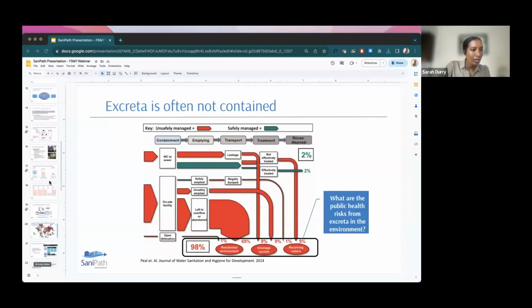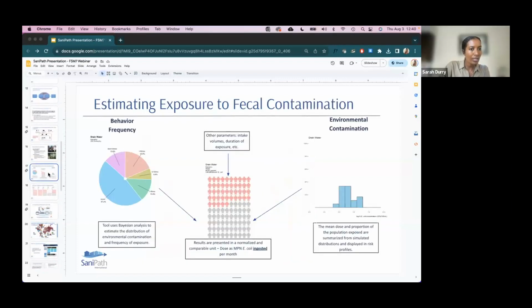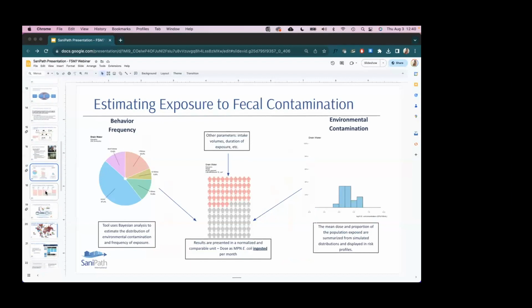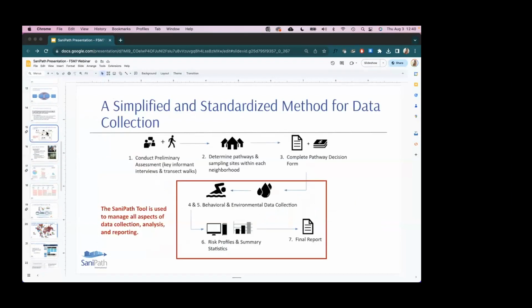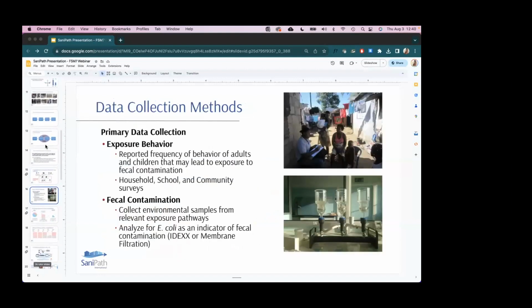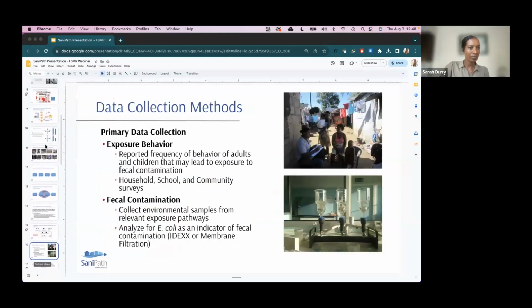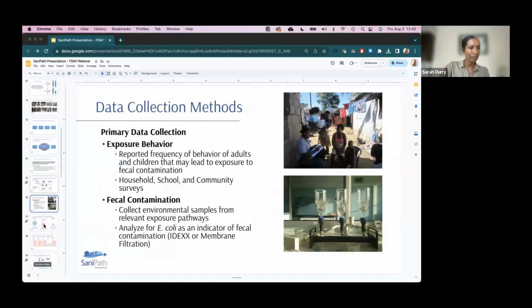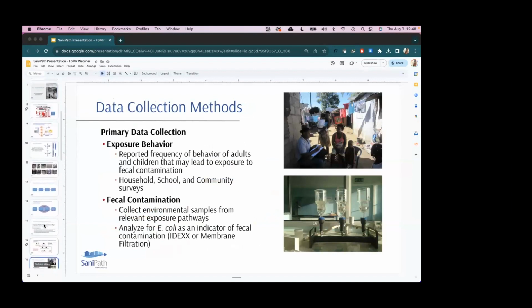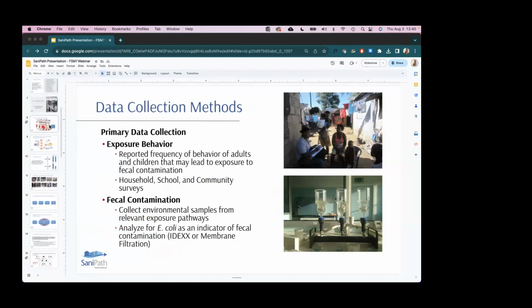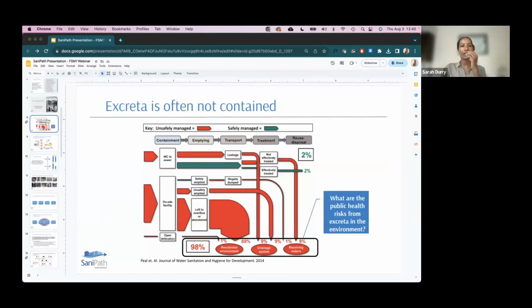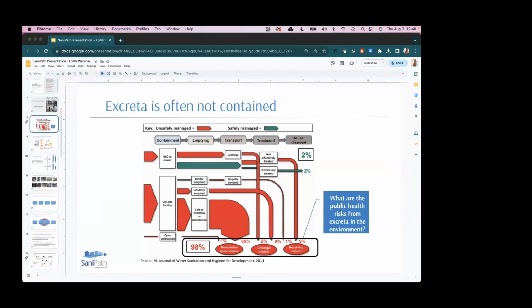So, are you referring to this? Yeah, the previous one, actually, the whole SaniPath diagram. The first one that you have shown. So this is that one. Yeah, okay. Diagram.